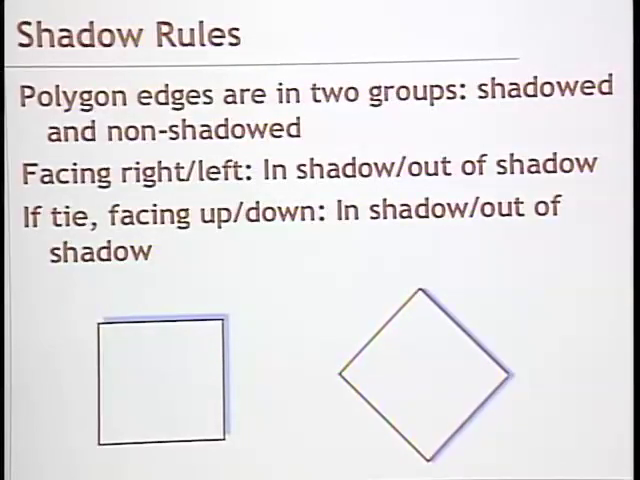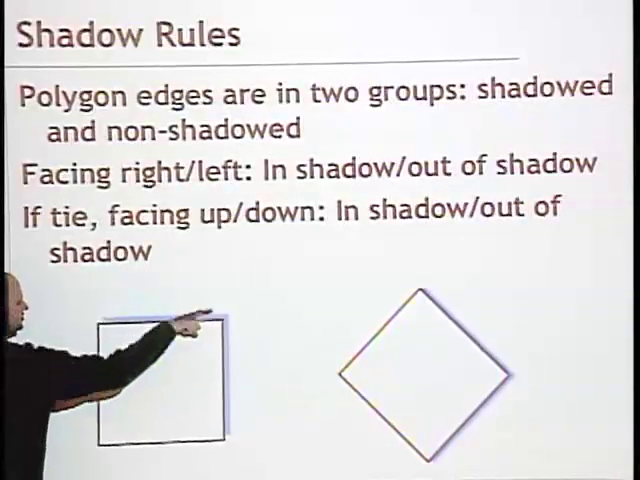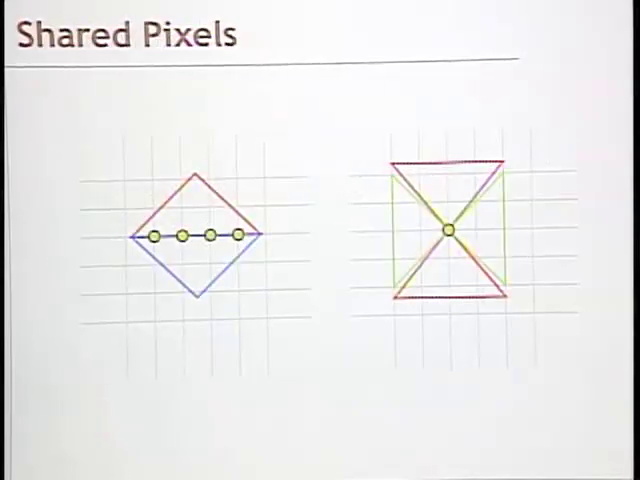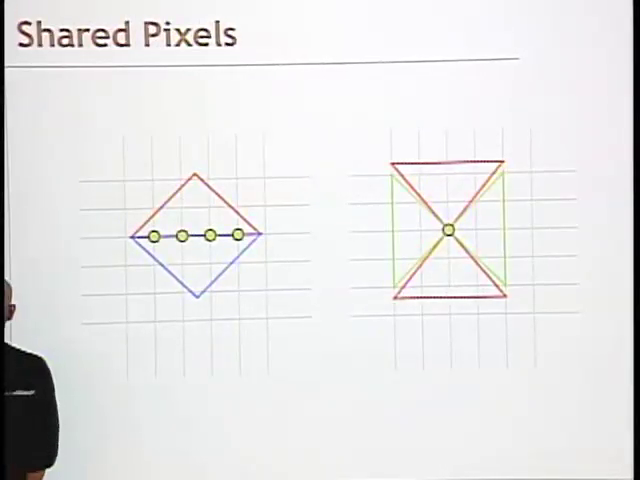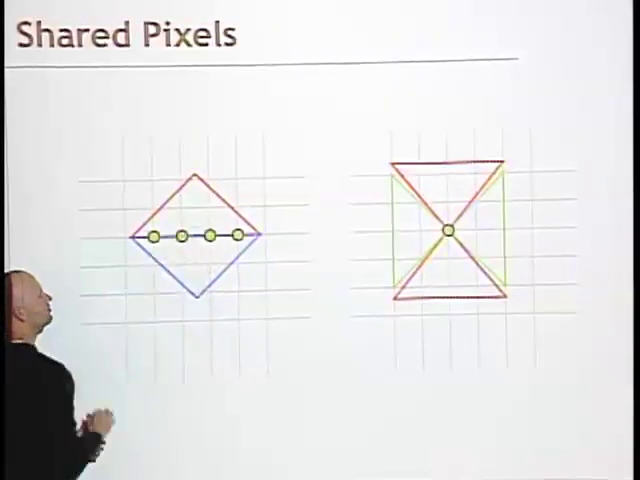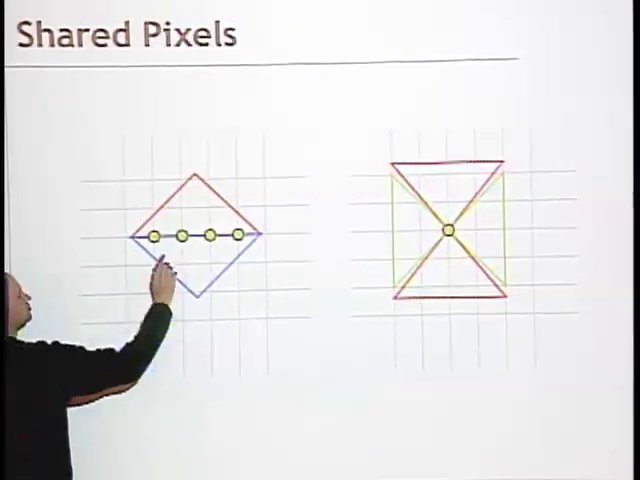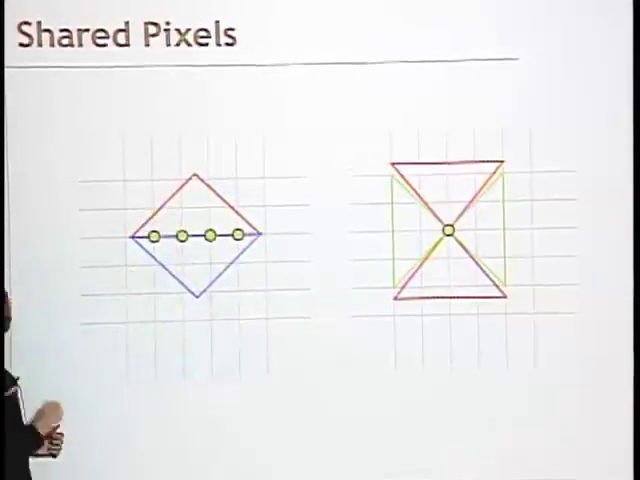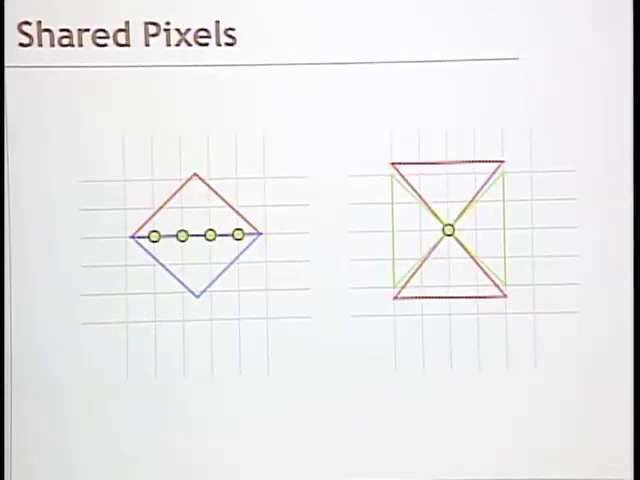Then you've got the issue of, well, what if it's a tie? This edge isn't facing left or right because it's horizontal. So then you break that tie by whether it's facing up or down, and that's going to solve these problems. In this particular case, if we use those shadow rules, then the blue triangle will draw these fragments and the red triangle will not. Because for the blue triangle, this line is not in shadow. For the red triangle, it is in shadow.